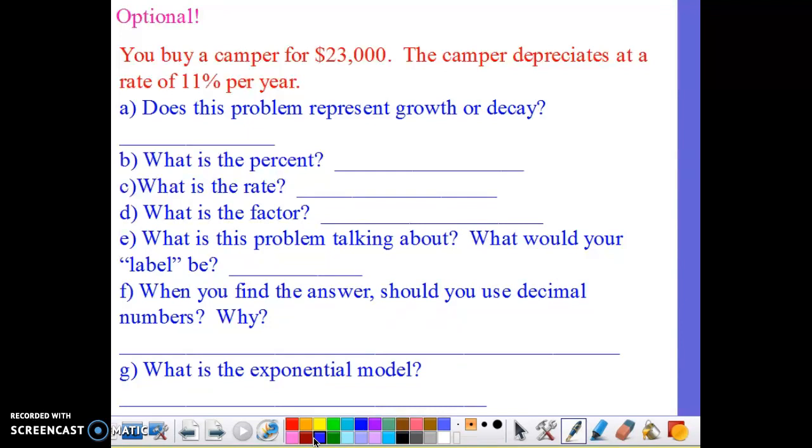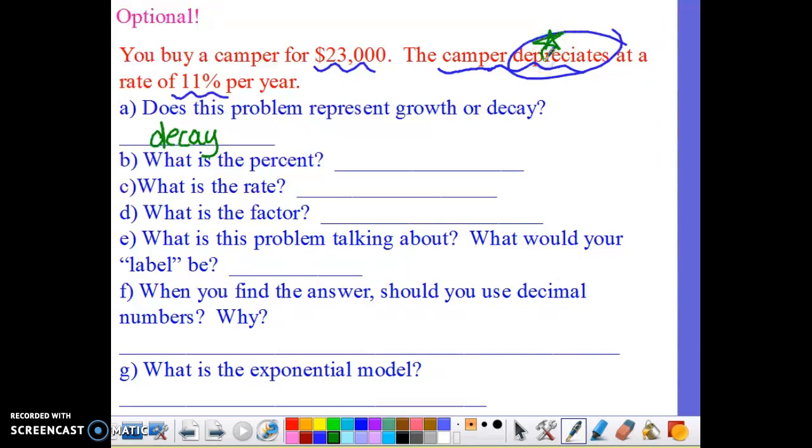So it says, you buy a camper for $23,000. The camper depreciates, that's a big word, right? It tells us that it's going down, so it's going to be decay, at a rate of 11% each year. So first question, does it represent growth or decay? Well, we just said that. It's going to be decay because of this word right here, depreciates.